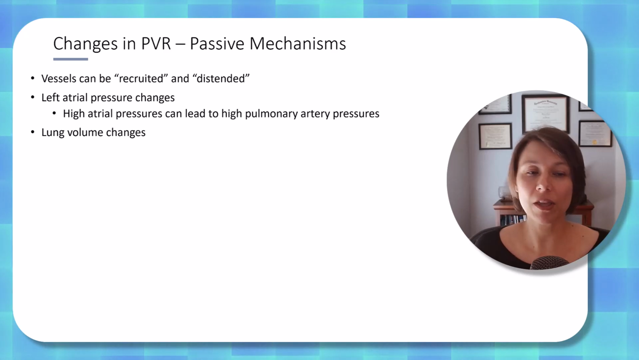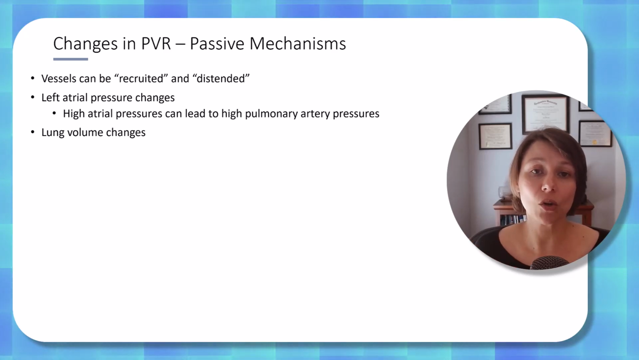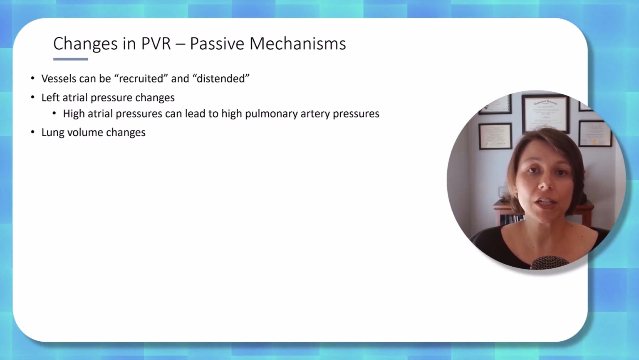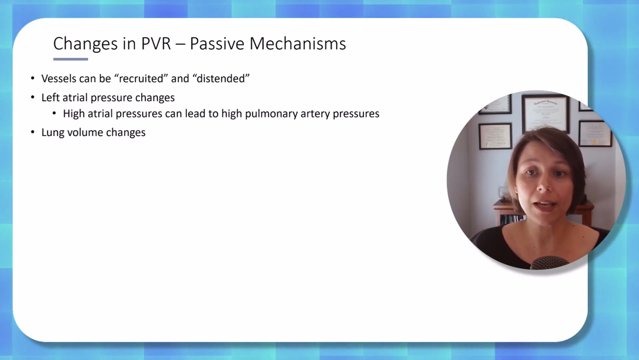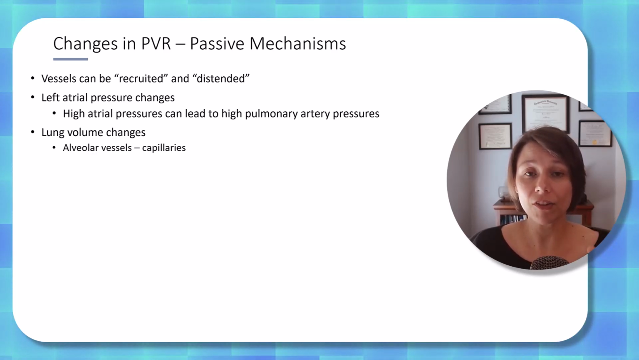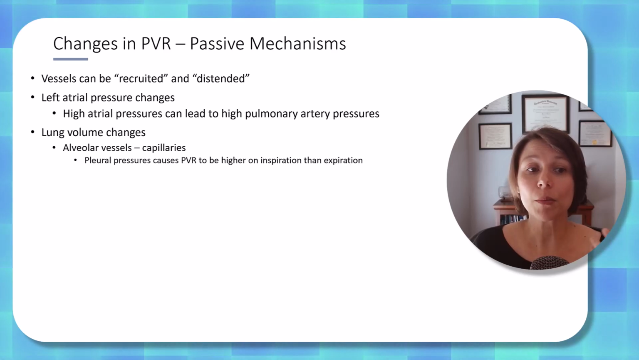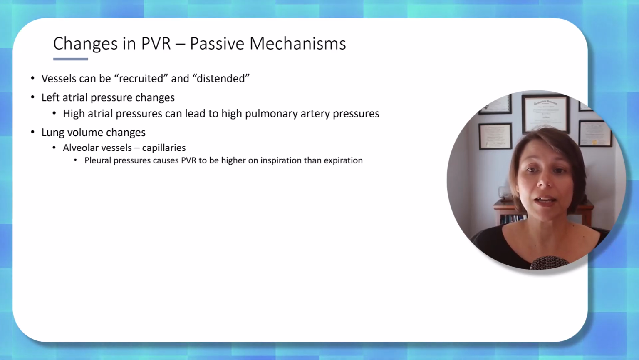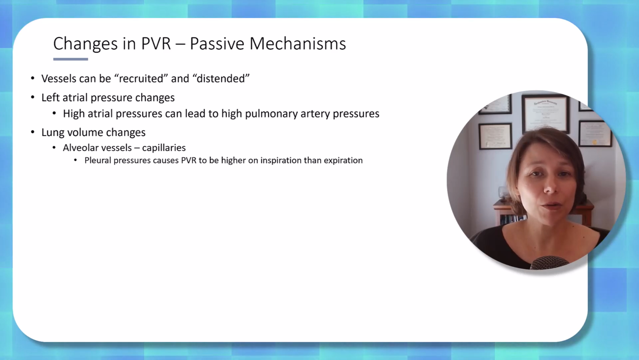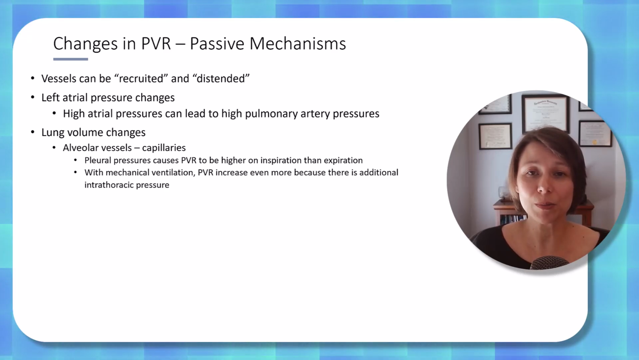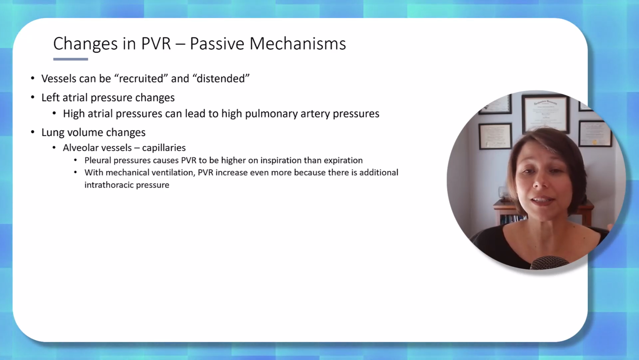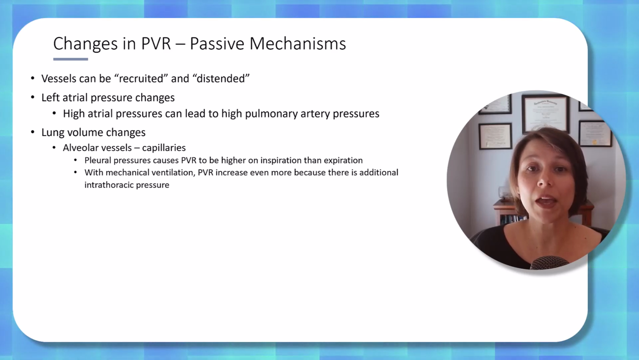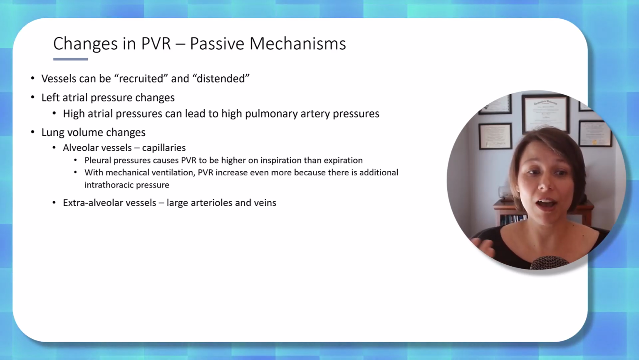And then just with lung volume changes, even from a normal breathing physiological standpoint, we do get changes in PVR from inspiration to expiration. In the alveolar vessels, the capillaries, pleural pressure causes the PVR to be higher on inspiration than expiration. That's important to note because when we use mechanical ventilation, PVR will increase even more because there is additional intrathoracic pressure. And then you also have extra alveolar vessels.